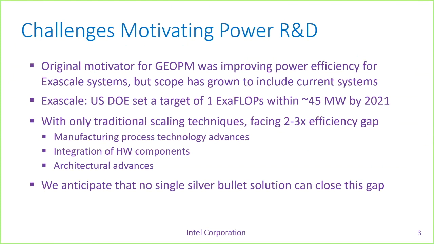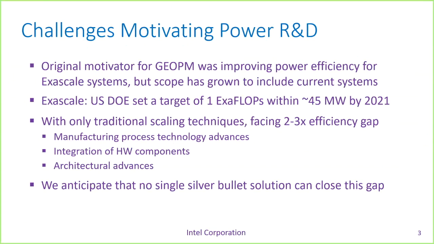I'm talking about traditional scaling techniques like taking advantage of manufacturing process technology advances and taking advantage of greater transistor density to deliver more performance. I'm talking about things like integrating more and more of the system's hardware components onto the SoC in the same package, where communication distances are reduced and therefore you can save energy on data movement. And I'm also talking about fundamental architecture advances, which help to deliver higher performance at a given power level. All of that we expect to play a big role in reaching exascale, but it won't be enough. We're still facing a 2 to 3x gap in efficiency.